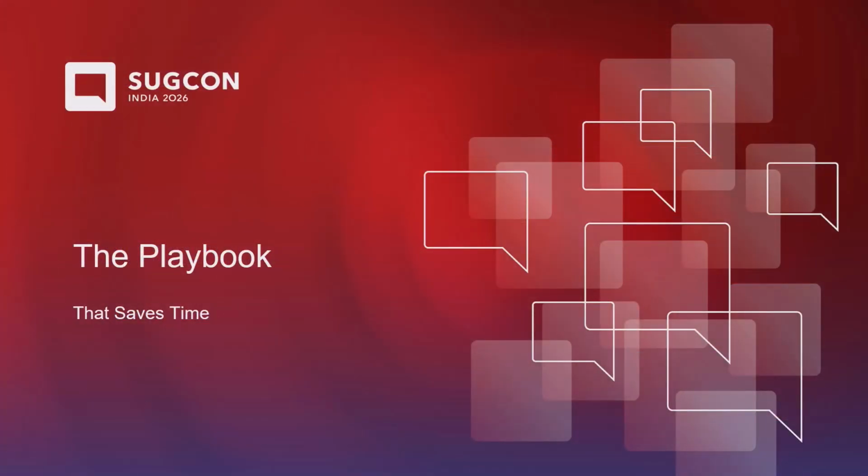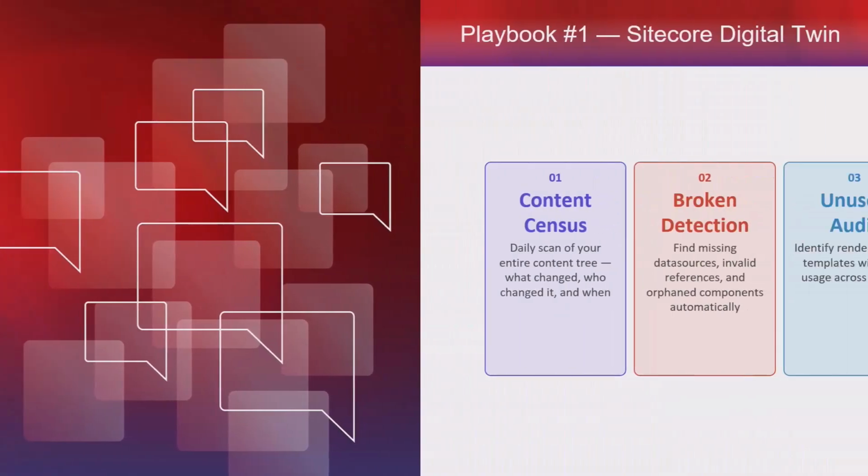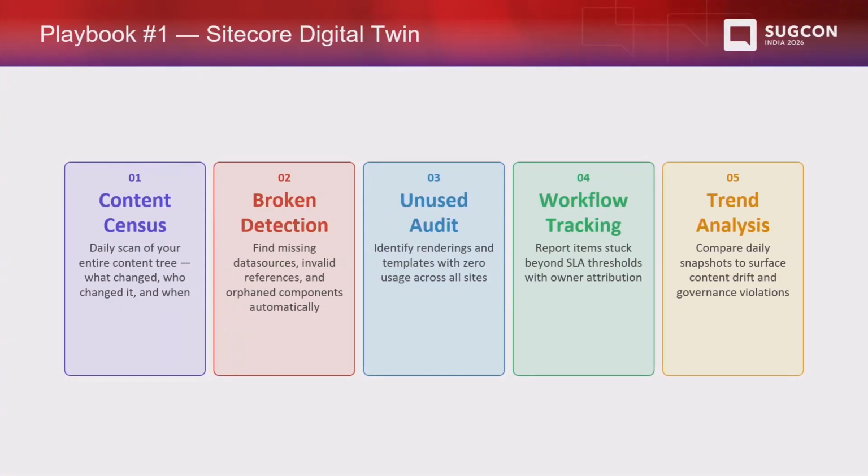So what kind of playbooks can you create? The first kind of playbook is a very basic one. For example, if you want to scan your entire content tree and see which items have changed, and what different activities the team has done in the last, say, 1 week, you can easily do that here.